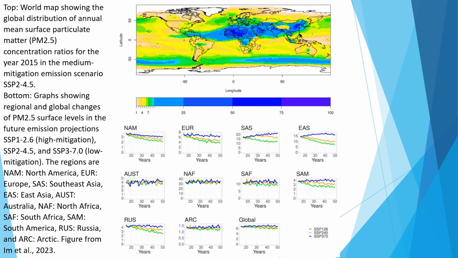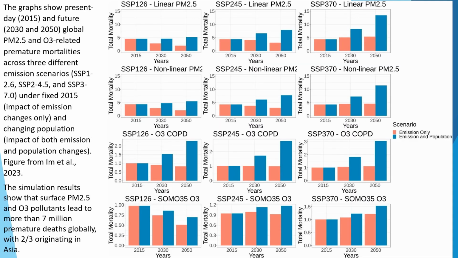SSP2-4.5. Bottom, graphs showing regional and global changes of PM2.5 surface levels in the future emission projections SSP1-2.6, high mitigation, SSP2-4.5, and SSP3-7.0, low mitigation. The regions are NAM, North America, Europe, SAS, South Asia, EAS, East Asia, AUST, Australia, NAF, North Africa, SAF, South Africa, SAM, South America, Russia, and Arctic. Figure from Im et al., 2023.